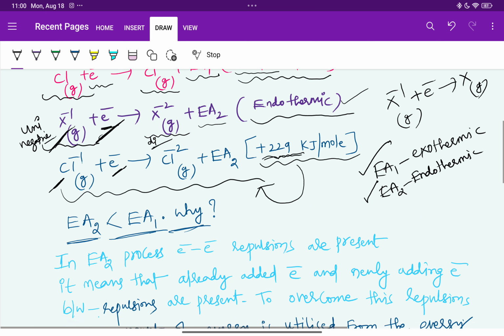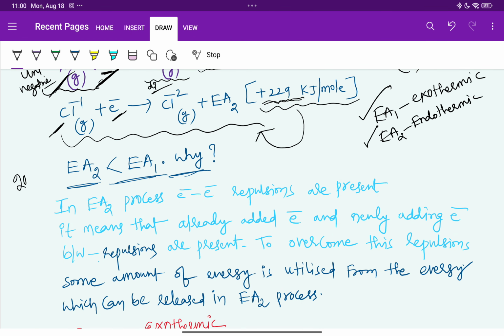And a very important question you have, for 2 marks or 4 marks in board exams, class 10th and intermediate: always the second electron affinity is lesser than the first electron affinity. Why? EA2 is lesser than EA1. Why? Very simple, children. In the second electron affinity process, electron repulsions are there. So due to these repulsions, very little energy is released. Otherwise you need to supply energy to add one more electron in the second electron affinity process.